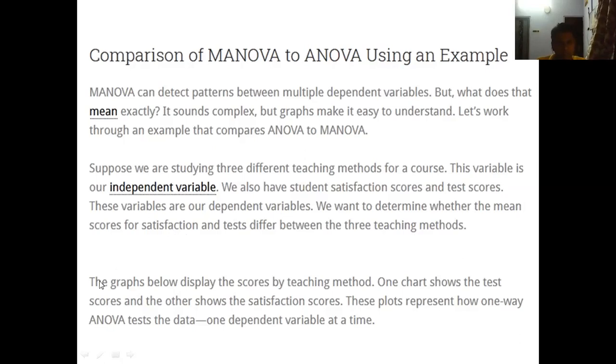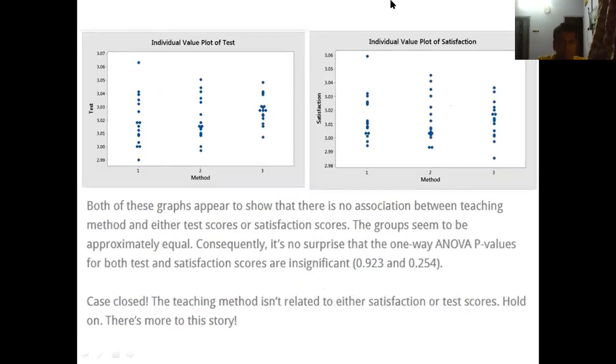So here the graph below displays the scores by teaching method. One chart shows the test scores and the other shows the satisfaction scores. These plots represent how one-way ANOVA tests the data, one dependent variable at a time. This is just like one-way ANOVA. Here along the x-axis there is the independent variable, the teaching method, three different types of teaching methods, and along the y-axis you are representing the test score. Similarly, in this graph, along the x-axis you are representing the teaching methods, and along the y-axis you are considering the satisfaction level, the dependent variable.